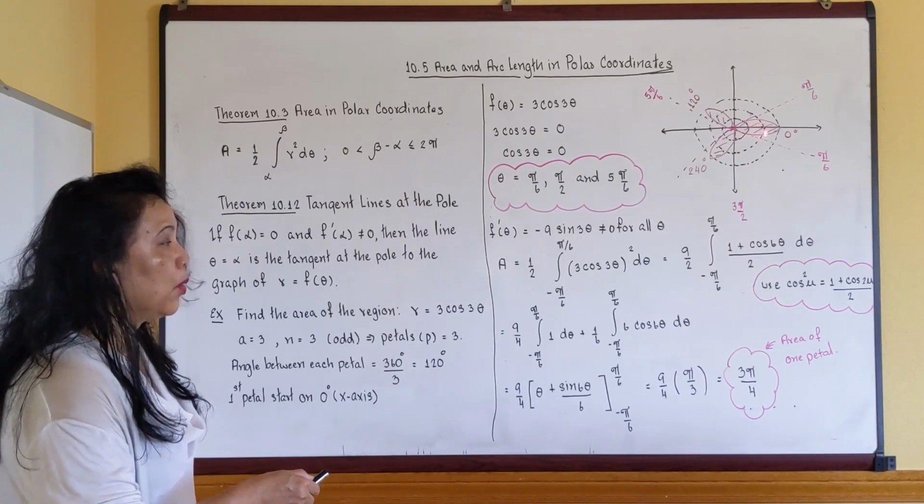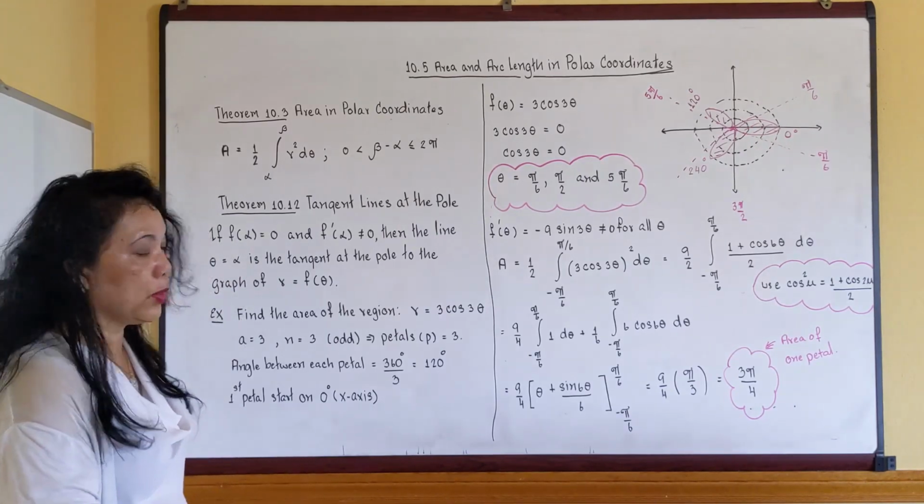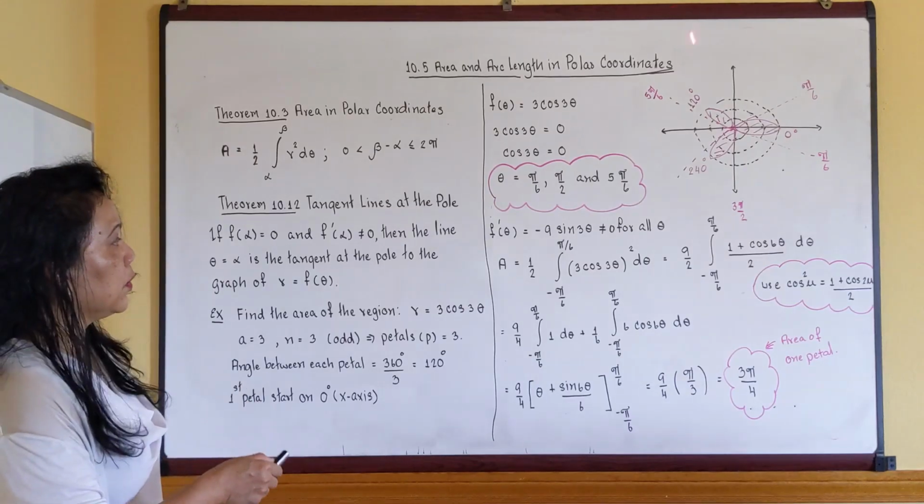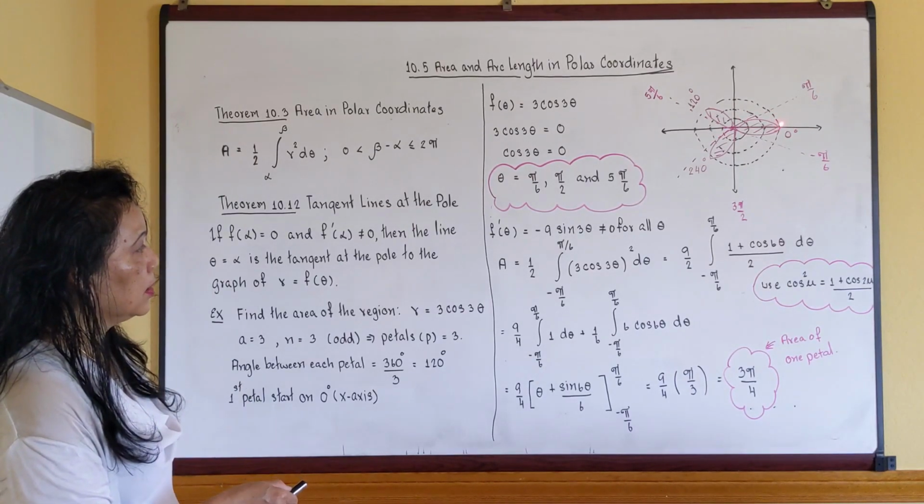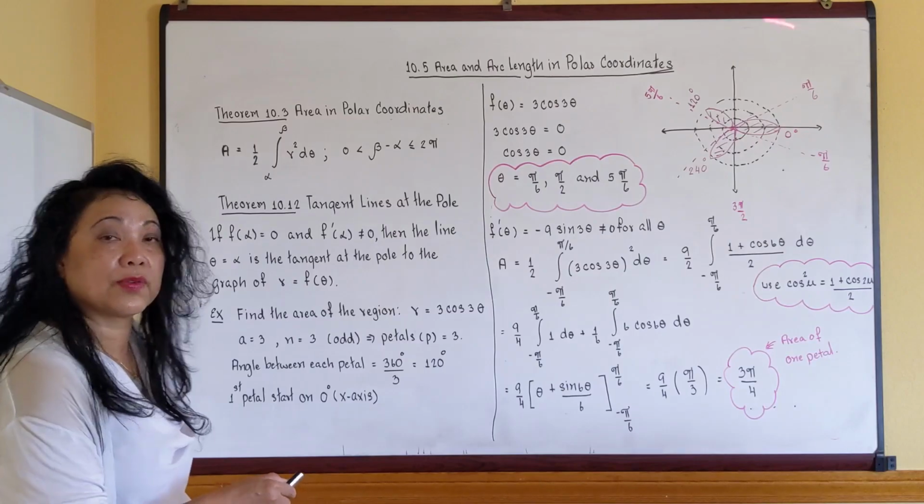This represents 1 petal. If you want the whole thing, multiply by 3. And if you only do half of the petal, you need to double it to get the full petal.